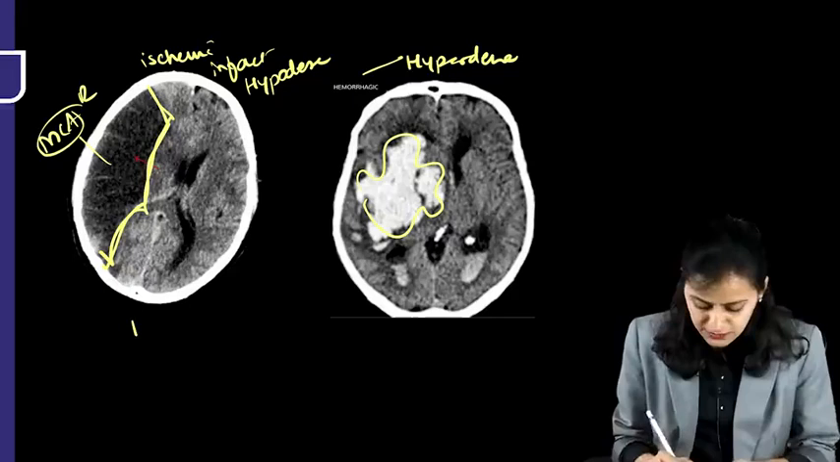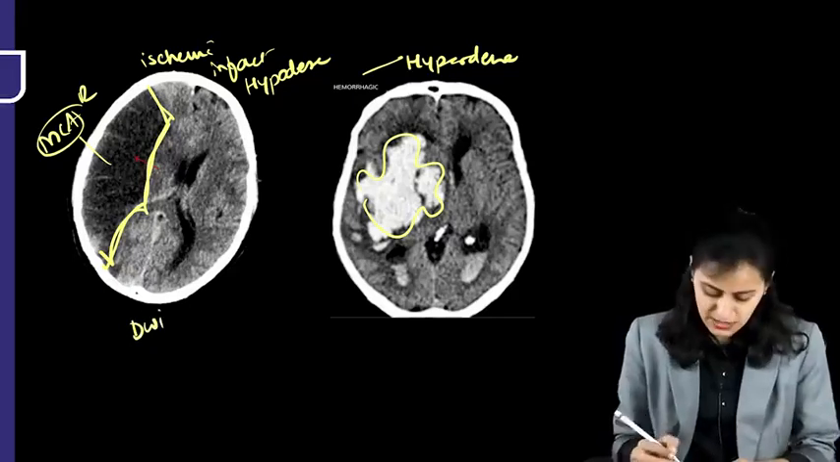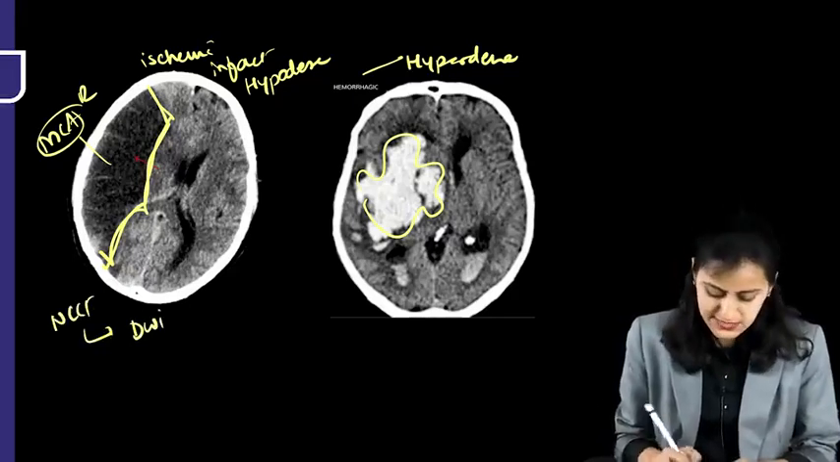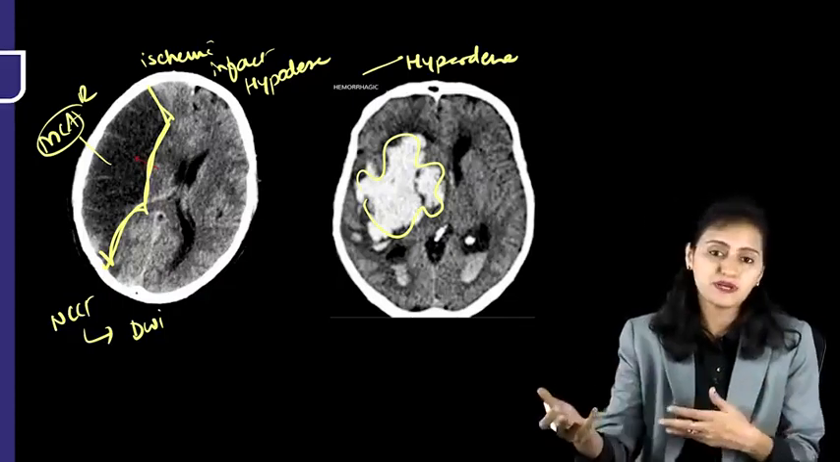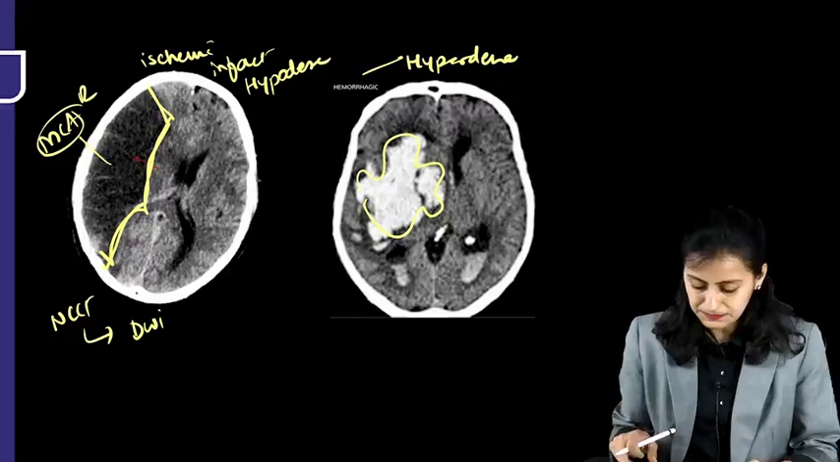For infarct, the most sensitive is the diffusion weighted imaging. First always is non-contrast CT in a patient of stroke. Then if you don't see it, you can do the diffusion weighted imaging.